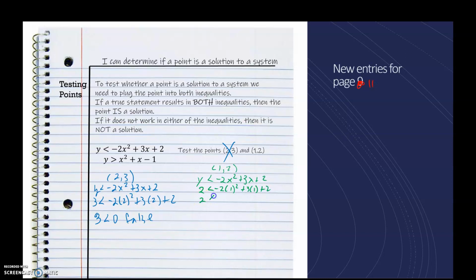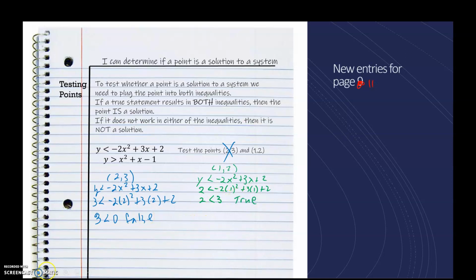Now I'm just going to type this into my scientific calculator, guys. So once again, I got -2 parentheses 1 to the second power plus 3 parentheses 1 plus 2. And this time I have 3 on that side. And that is true. So we're good so far.